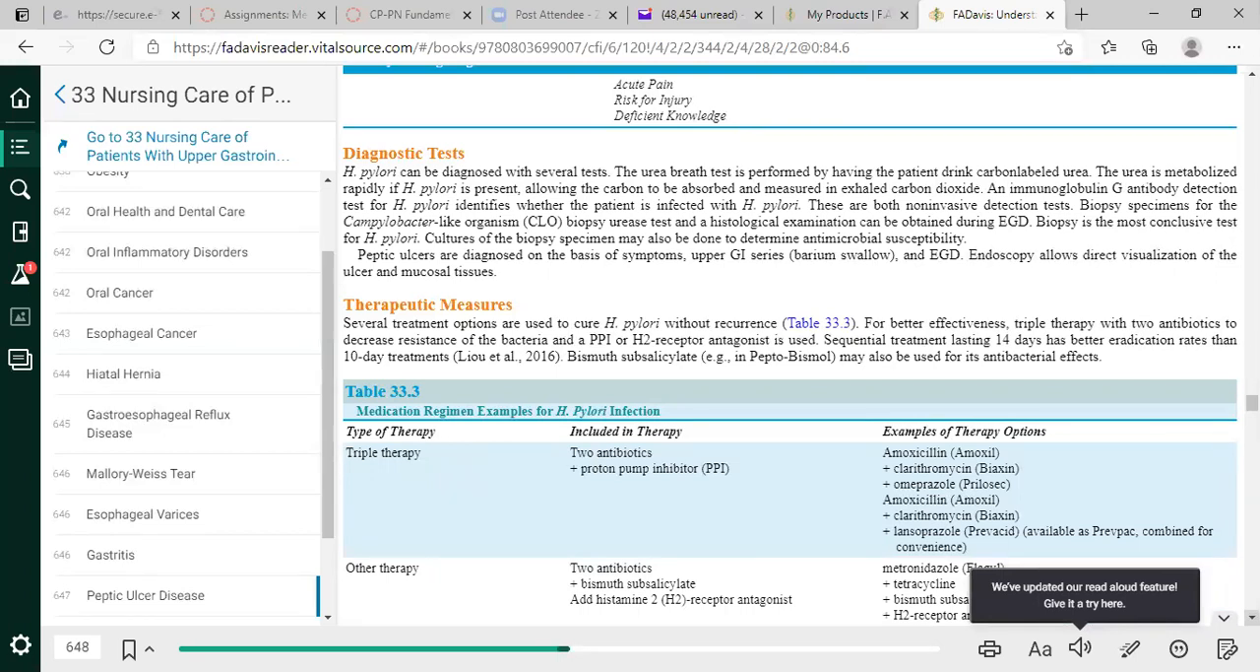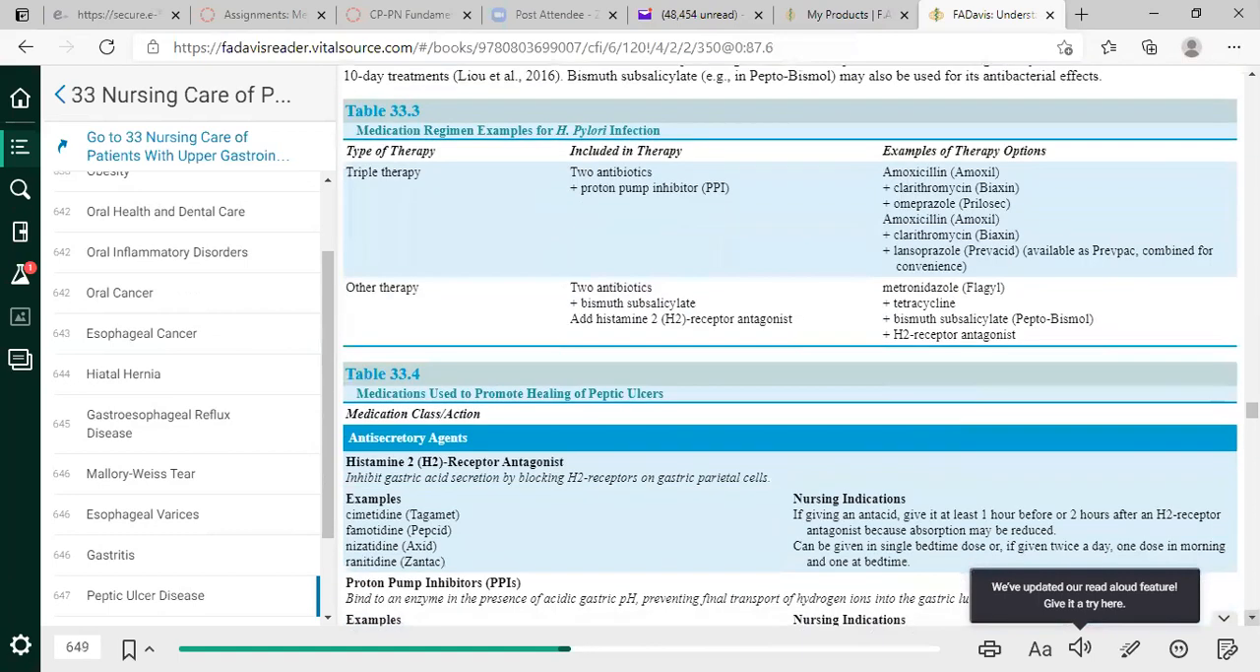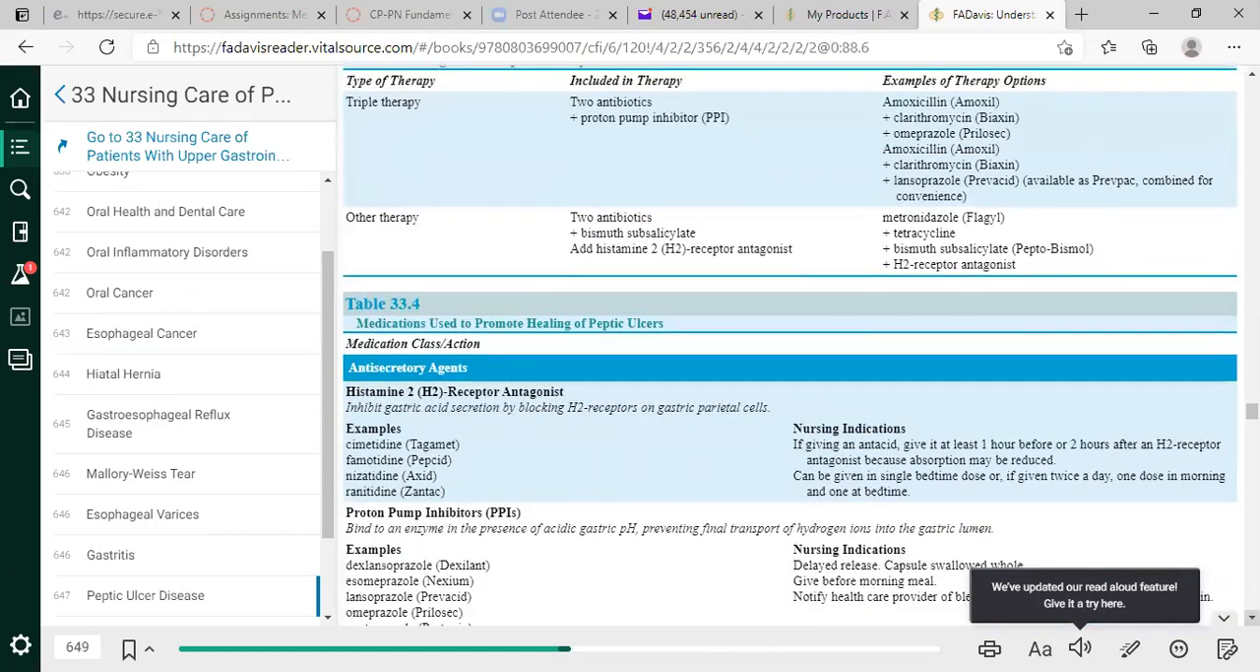And it just talks about medication regimen, examples for H. pylori infection. And we already talked about the patient needing antibiotic therapy due to having a bacterial infection.